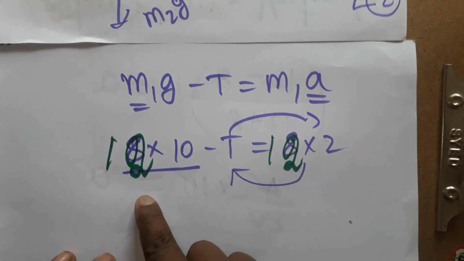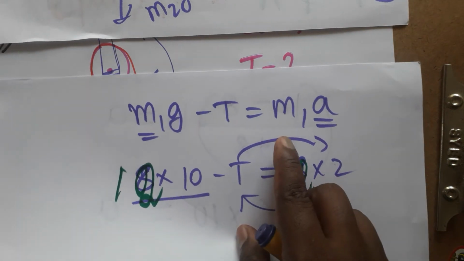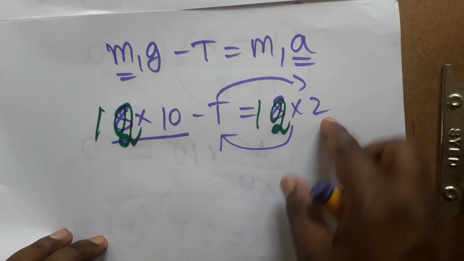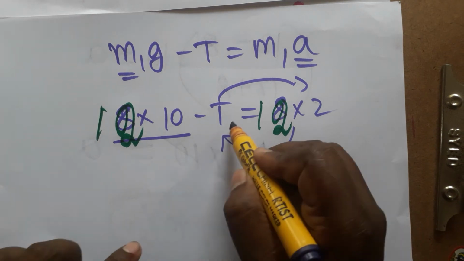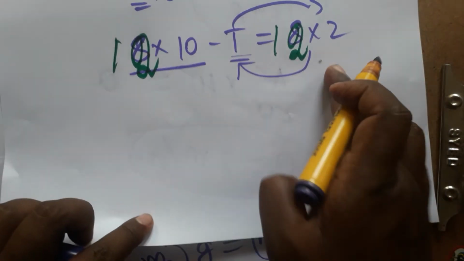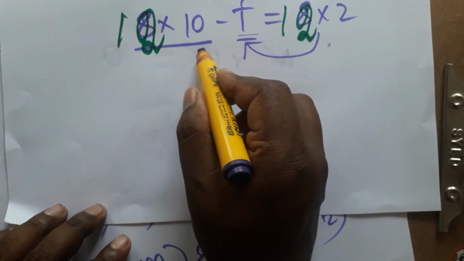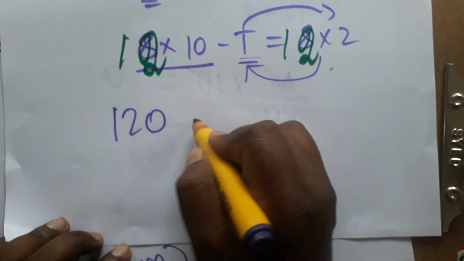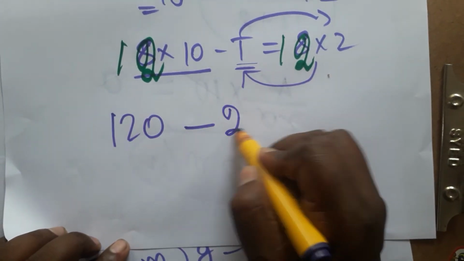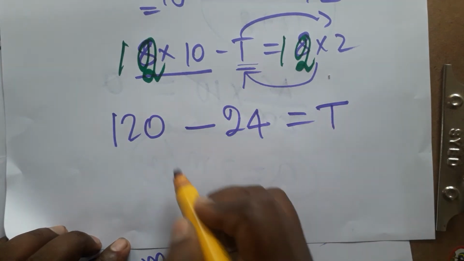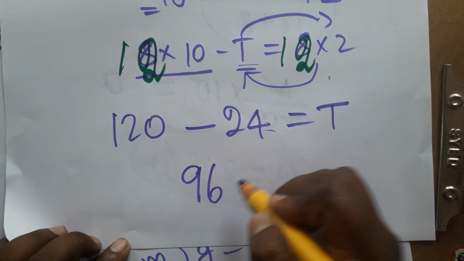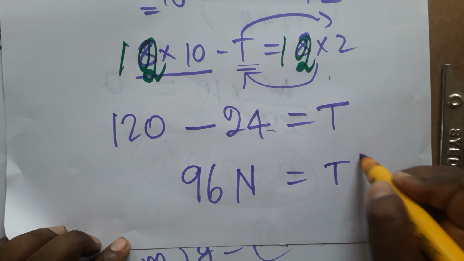Yeah, m1 is 12, g is 10. Now we are going to find the tension. m1 is 12, a is 2 as we found. I take that to this side, this 2 I am going to take to this side. 12 into 10 gives 120, minus 12 into 2 gives 24, is equal to T. This subtraction gives 96 Newton, because it's a tensional force.